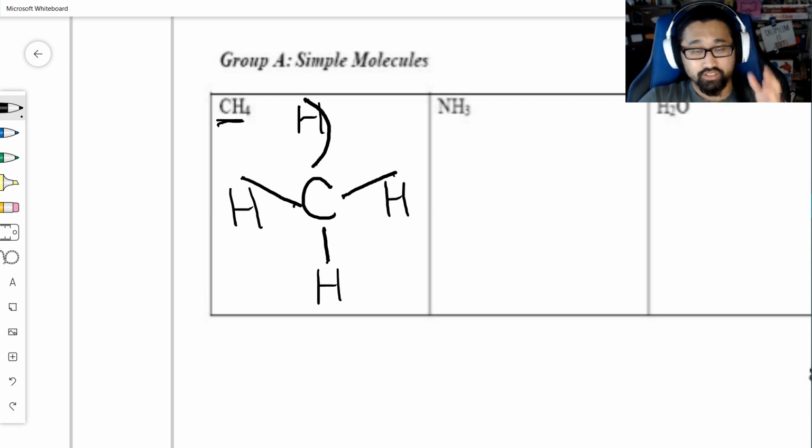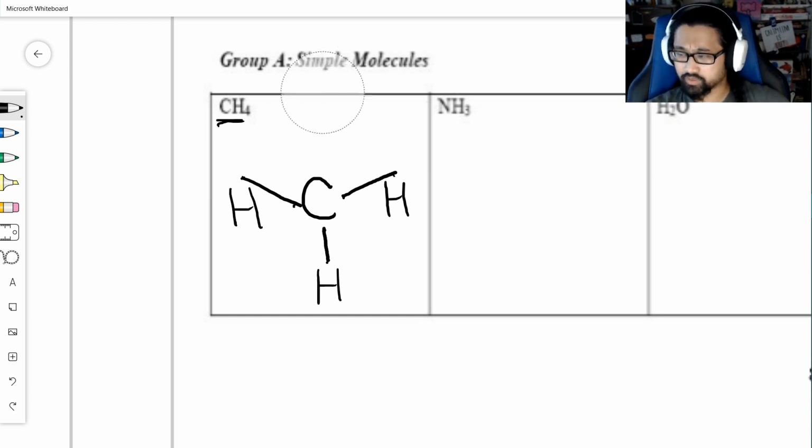Each hydrogen is bound to the carbon because they're connected by a line. By the way, the line represents 2 electrons that are going back and forth very quickly. They are being shared, right? So they're kind of like being juggled back and forth between the 2. They're just going back and forth.